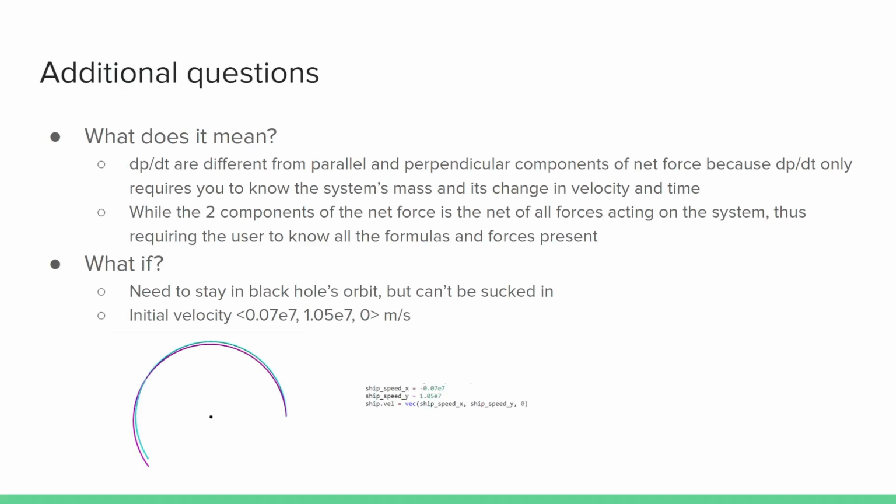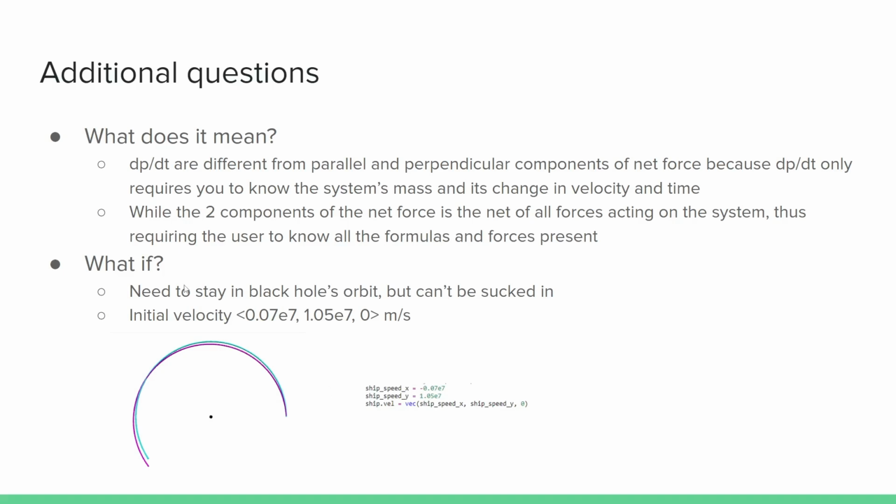Additional questions. What does it mean? The momentum update principle is different from the parallel and perpendicular components of net force because they are simply different formulas. So dp/dt only requires you to know the system's mass, change in velocity and time, while the parallel and perpendicular components of the net force require you to know all the forces acting on the system, which means that you need to know all the force formulas and directions, making it theoretically harder to use, but obviously different scenarios require different formulas.